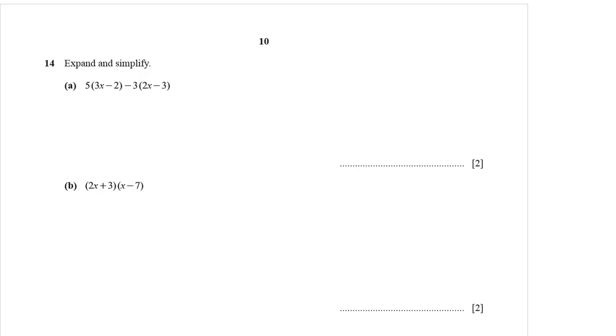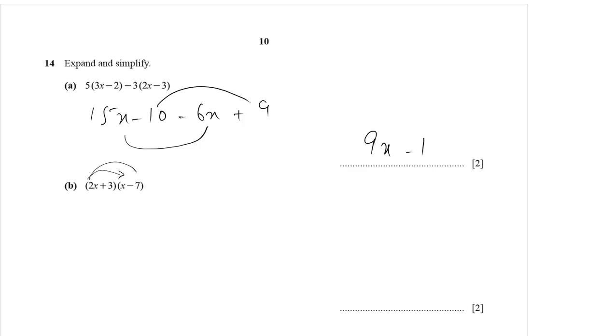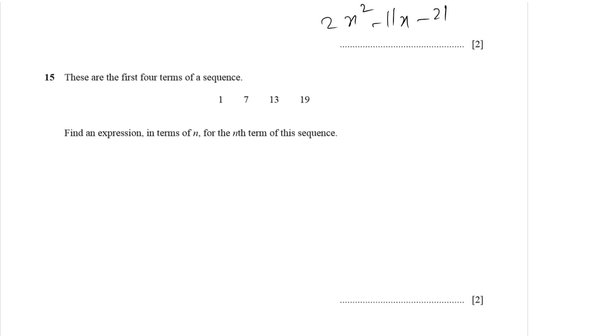Expansion: 15x minus 10 minus 6x plus 9. Like terms: 9x and minus 1. Now first bracket and then second bracket with the second element. So it would be 2x square minus 14x plus 3x minus 21. 2x square minus 11x minus 21 would be your final answer.